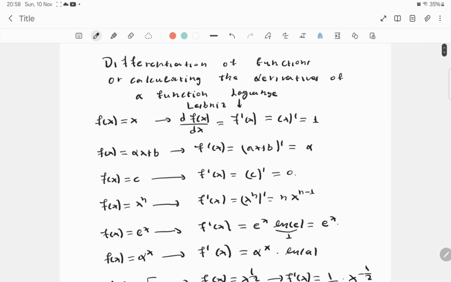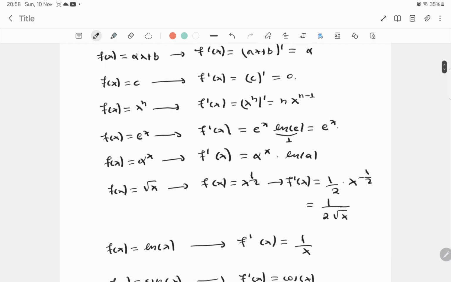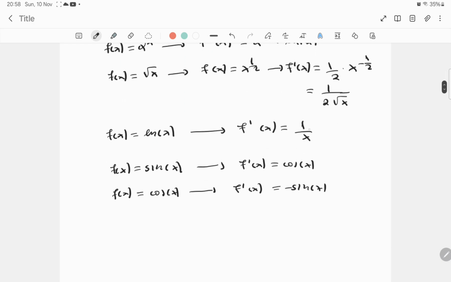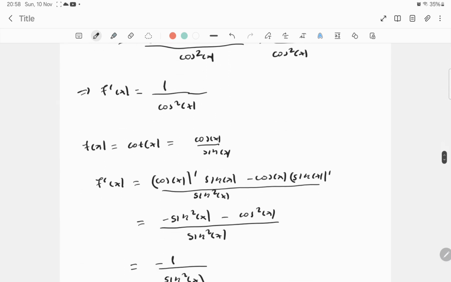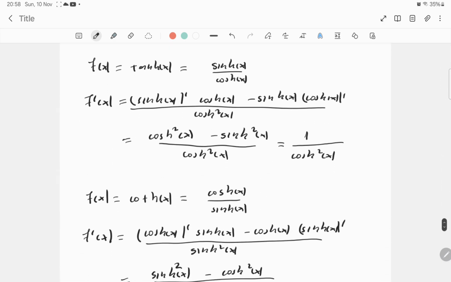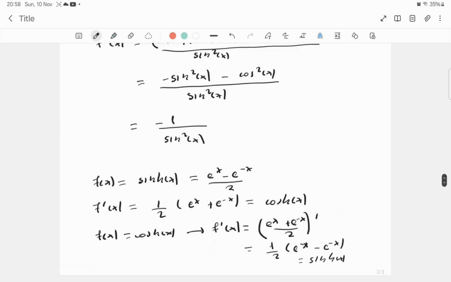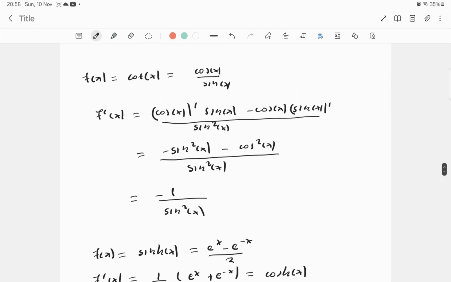Yeah, I believe I have all the functions here. I have the identity function, the linear function, the constant function, the monomial x to the power of n, the exponential, the square root, the natural logarithm, the trigonometric ones, and the hyperbolic ones. I will make another video, part 2, with more worked out examples.